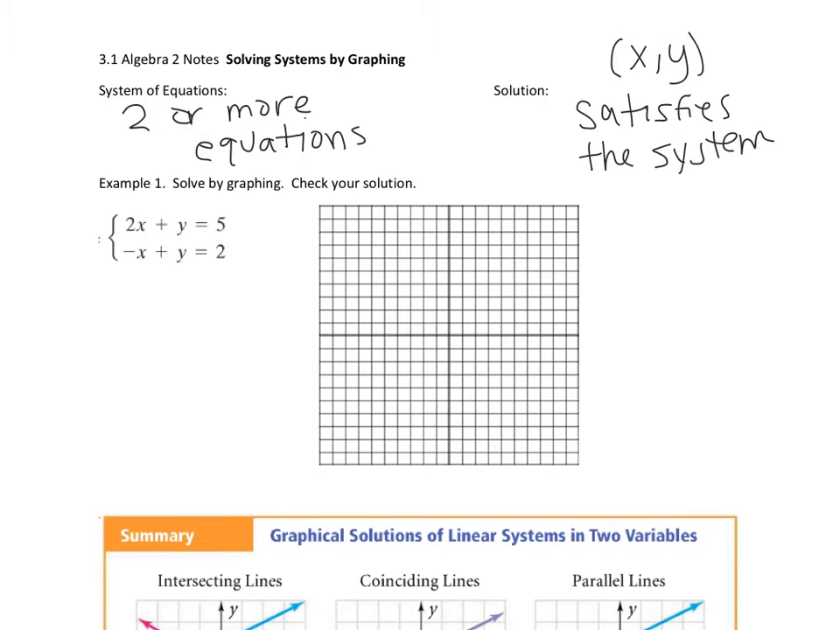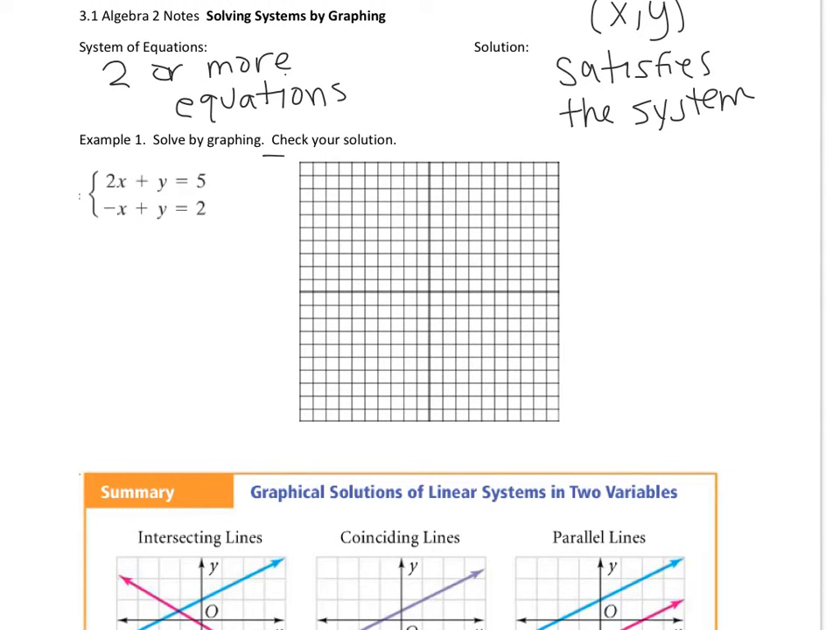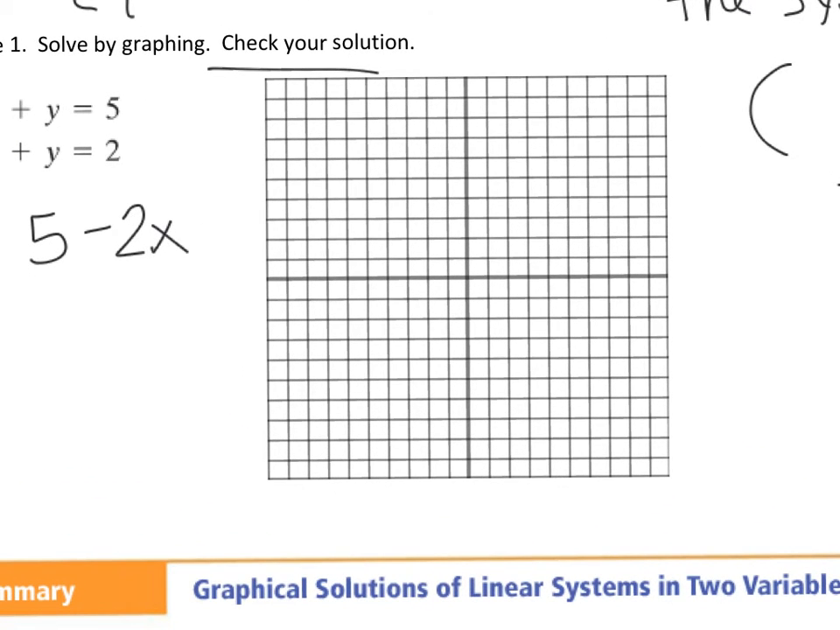Now, example 1, solve by graphing. So this section is solving systems by graphing. What you're doing is trying to see where they intersect. You're going to graph each line, see where they intersect, and that intersection point is going to be an ordered pair. To graph this first equation, I'm going to solve for y and put it in slope-intercept form. So it's y equals 5 minus 2x. My y-intercept is 5, and my slope is negative 2. So I'm going to go down 2, right 1, down 2, right 1, or up 2, left 1.